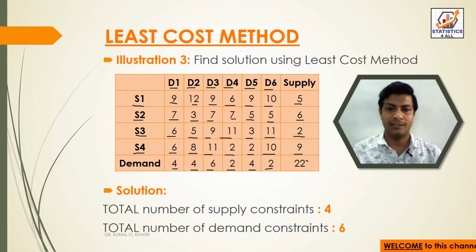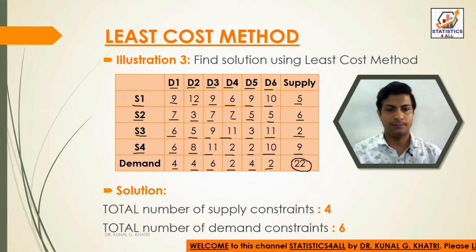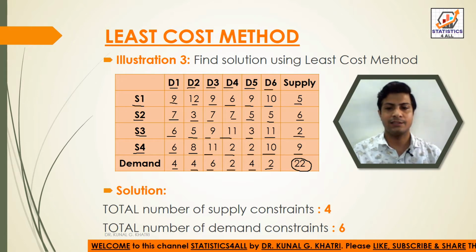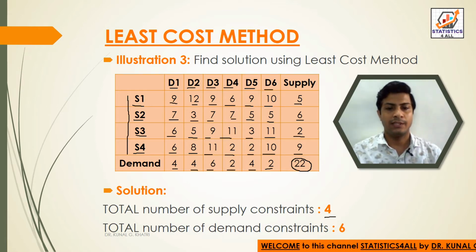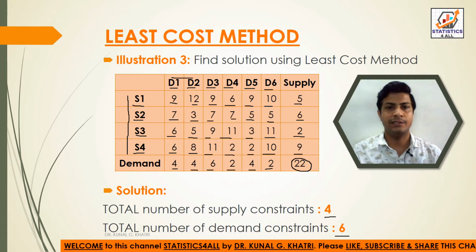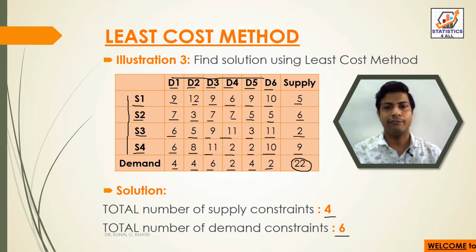Your total demand and supply are both equal, that is equal to 22. Now the solution: the total number of supply constraints is 4, as we can see S1, S2, S3 and S4 in rows, and the total number of demand constraints is 6, that we can see D1, D2, D3, D4, D5 and D6.